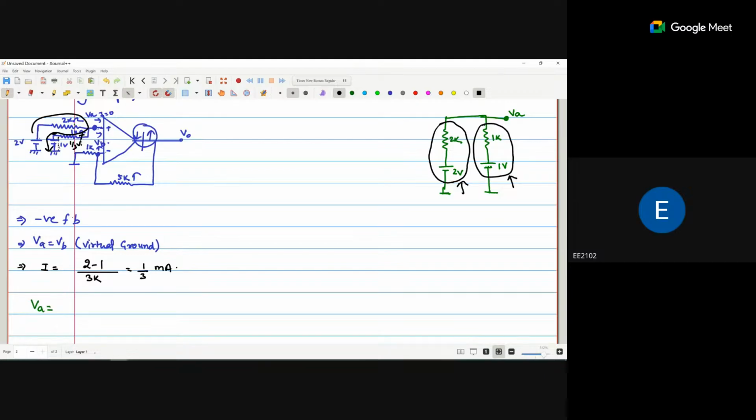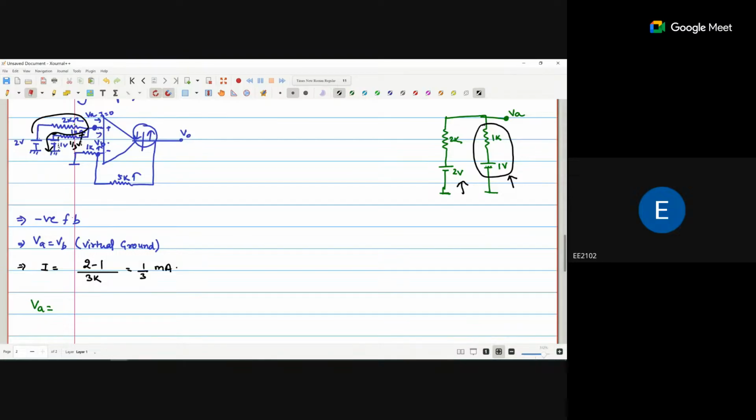Clear? Any doubt? Student, tell me yes or no. Yes, sir. No doubt, sir. No doubts. Okay. Now we have to calculate the voltage in any of the branch.